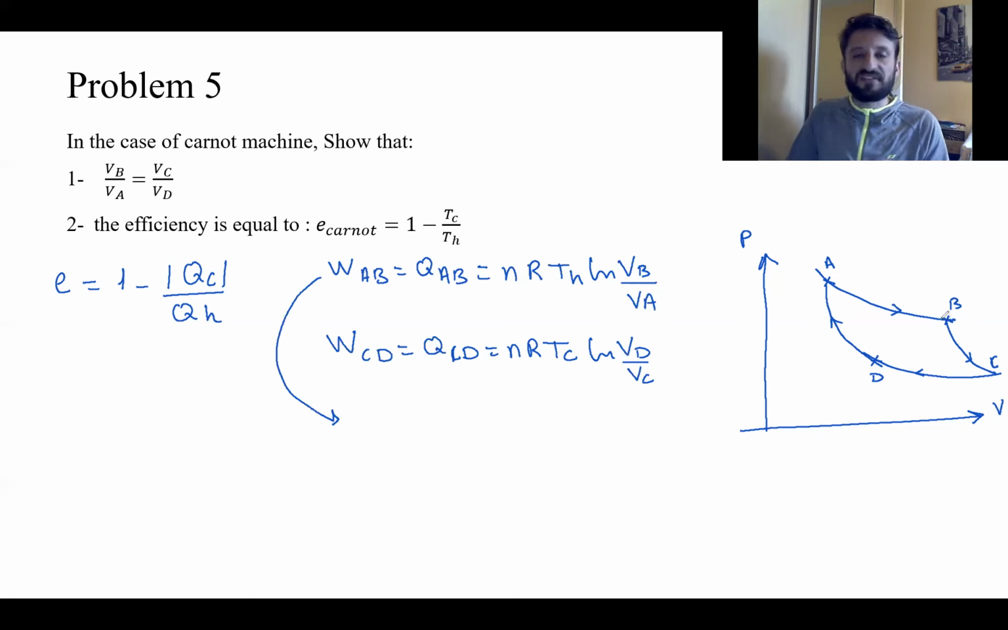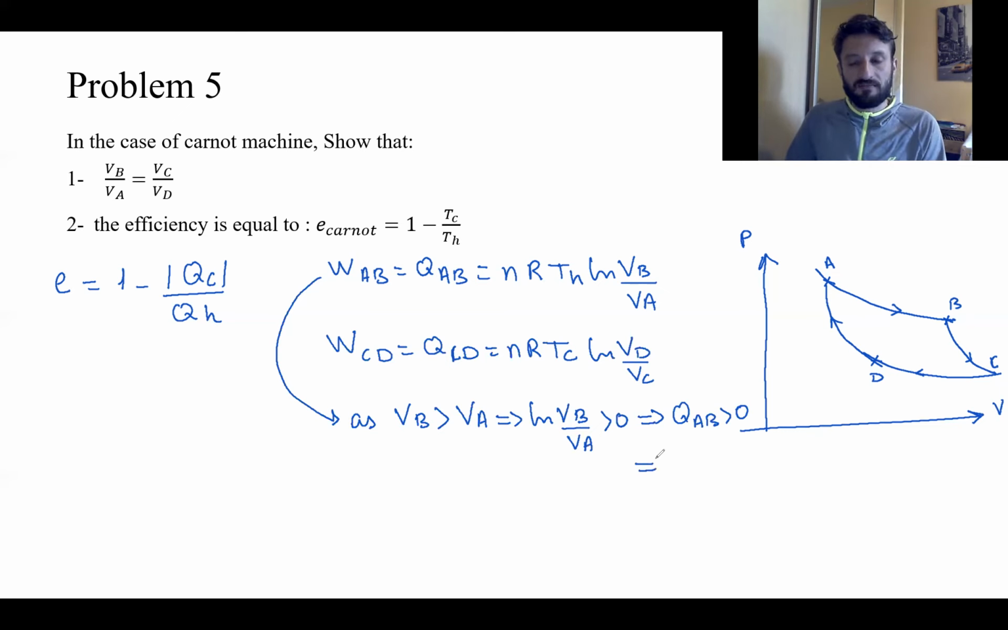First one. As VB is greater than VA, ln VB divided by VA is positive. So n is positive, R is positive, T is positive, and we can say omega or QAB is positive. Now you can say that QAB is Q hat.